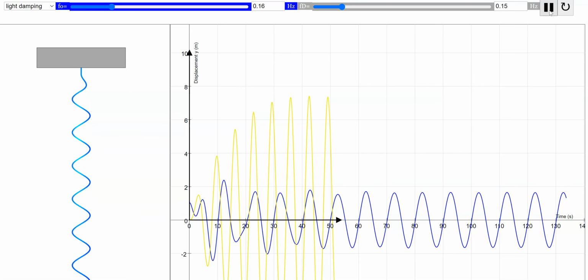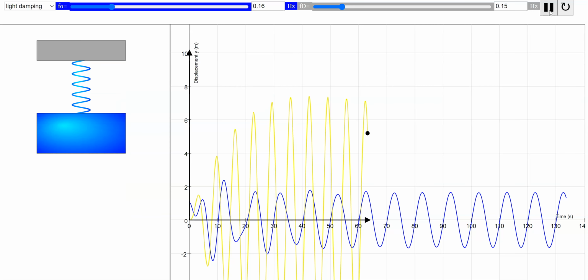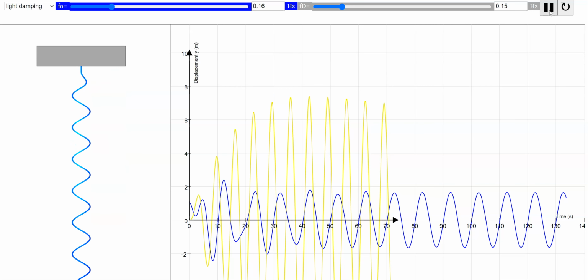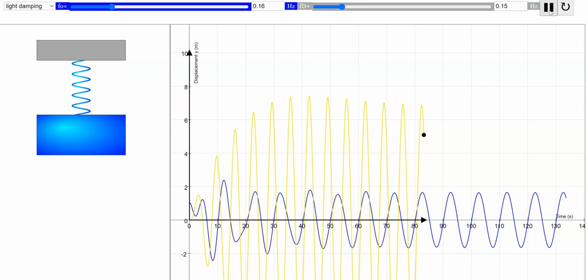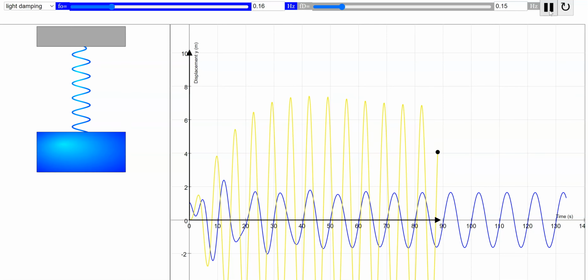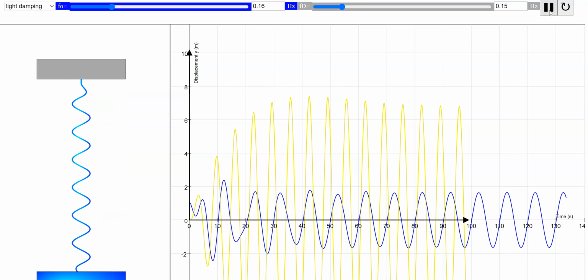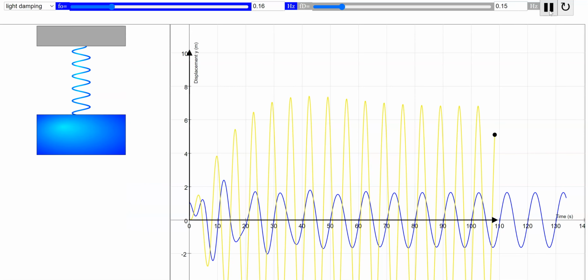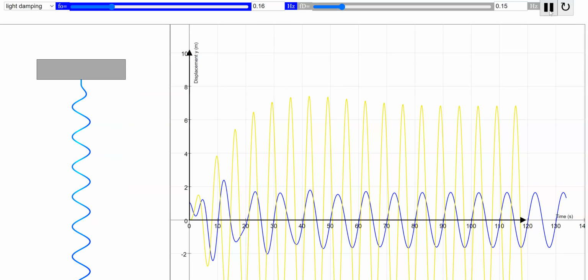Do you see what happens to the amplitude? The amplitude was increasing in the beginning. And if I started it with 4, it would probably increase less. But eventually, it's going to stabilize. You see, it was increasing, increasing. Now it's stabilized at a certain position. And now we are at steady state.